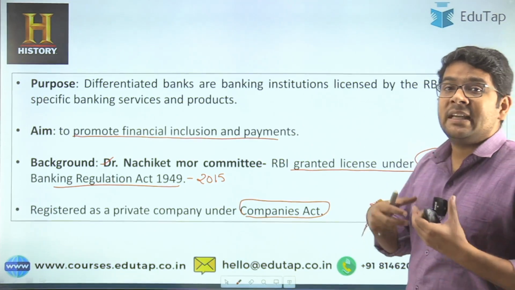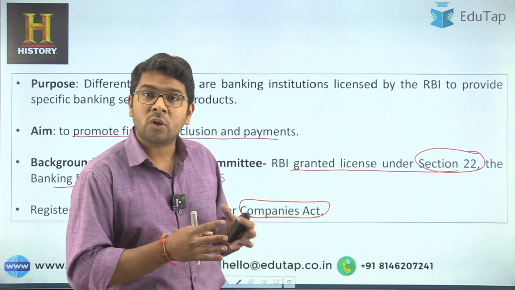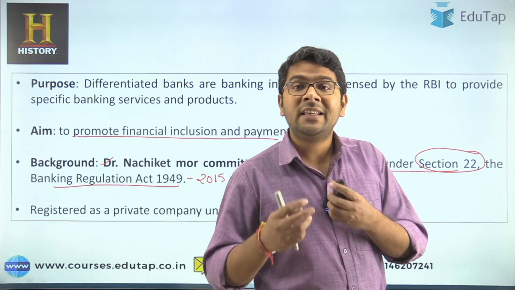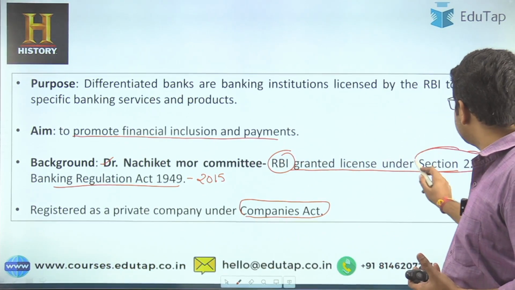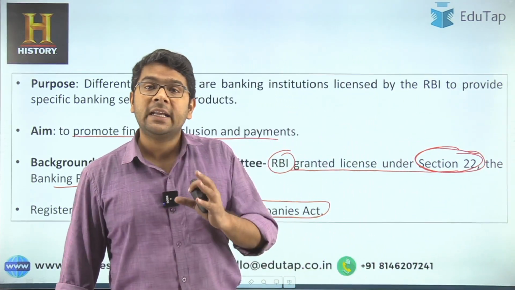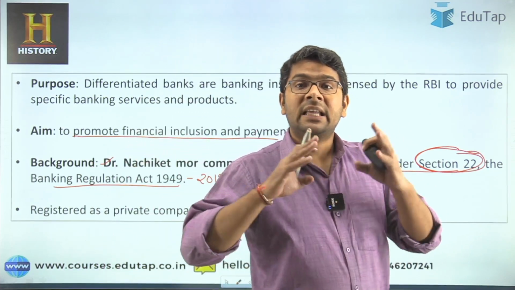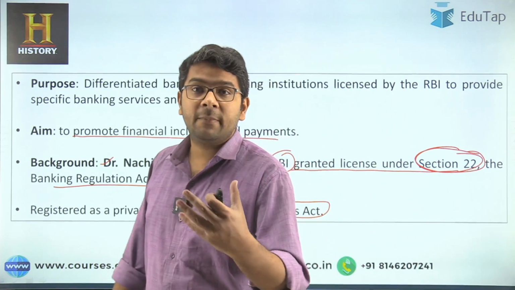So first they need to be registered as a private company under the Companies Act 2013, and then they need to get a license from the RBI under Section 22 of the Banking Regulation Act of 1949. So this is the small background or historical briefing regarding the differentiated banks in India.